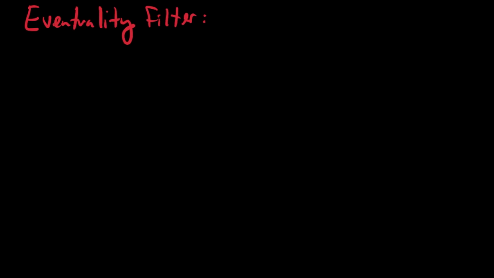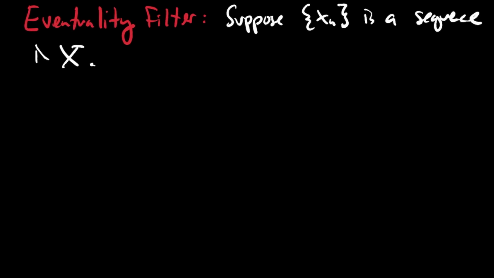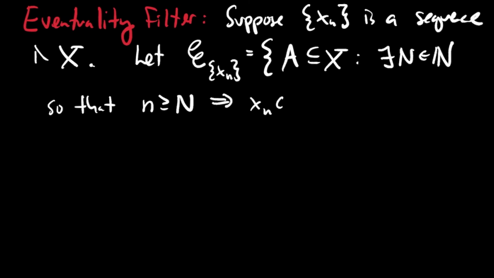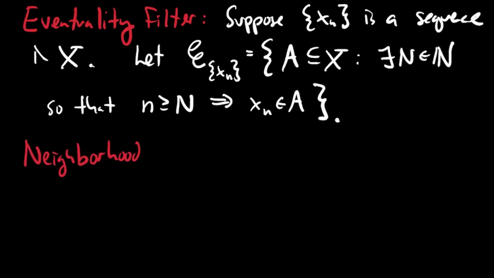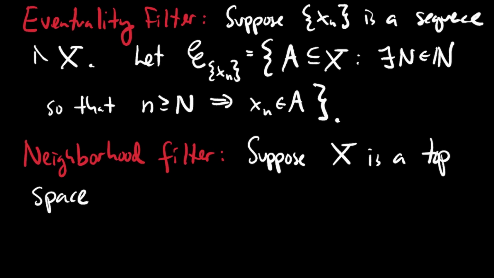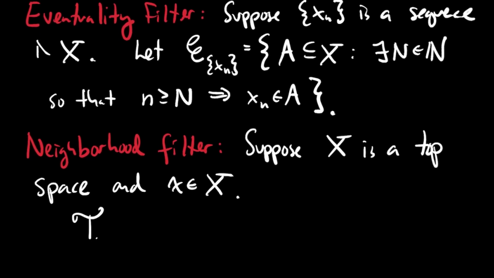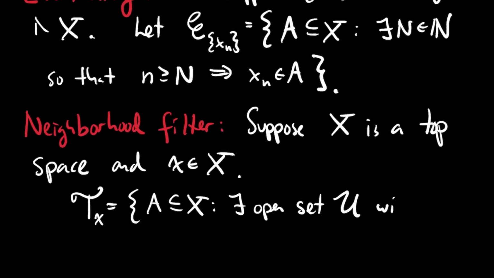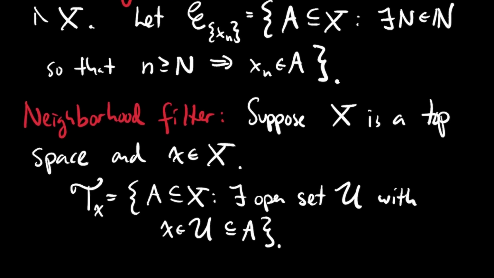Now, if you have any sequence in a set X, then you can talk about the eventuality filter of that sequence, and that's just the collection of all sets for which the sequence eventually lies inside those sets. And for any point x in a topological space, there's something called the neighborhood filter for that point, which consists of all sets that contain an open neighborhood of x.